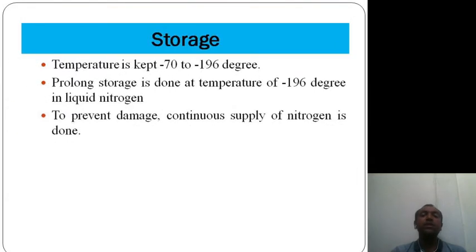Coming to the storage, usually the temperature ranges between minus 70 to minus 196 degrees centigrade, but as I told you earlier, liquid nitrogen is the preferred source. So we prefer storage at minus 196 degrees centigrade in liquid nitrogen. To prevent damage, continuous supply of nitrogen is done. In a cryo tank, the nitrogen keeps on evaporating, so you have to compensate by continuously supplying the nitrogen.